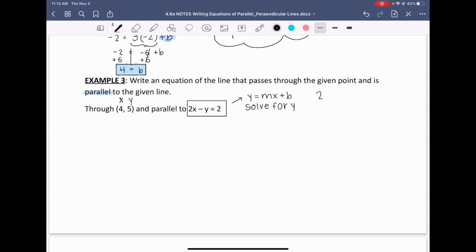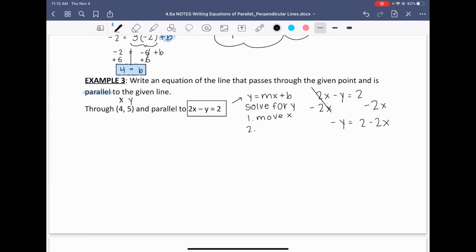So we have 2x minus y equals 2. Remember, your first step is to move the x. You're doing this by adding or subtracting. Because it's a positive 2x, we're going to subtract 2x or put a negative 2x. Okay, 2 minus 2 is 0. So we're left with negative y equals 2 minus 2x.